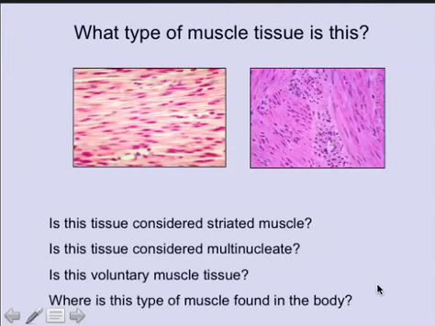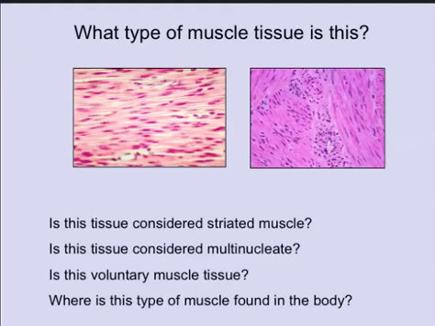And then finally, the only type of muscle tissue left over is the type you're looking at here. This is smooth muscle tissue. It is not striated, it is not multinucleate, and it is also not voluntary. It's governed by the autonomic nervous system. And where do we find this type of muscle? Well, we find it in the linings of organs, in the linings of blood vessels. We find it attached to every hair in your body as the erector pili muscle. We find it surrounding the pupil in the eye as it controls the diameter of the iris.